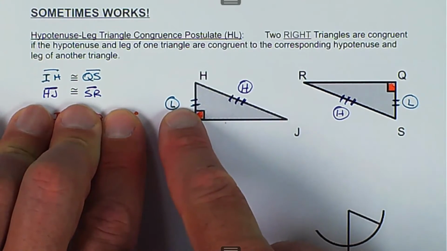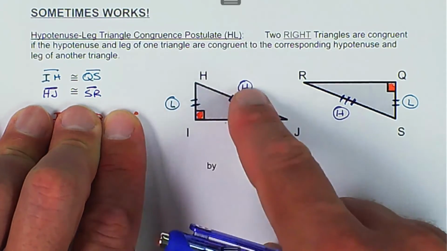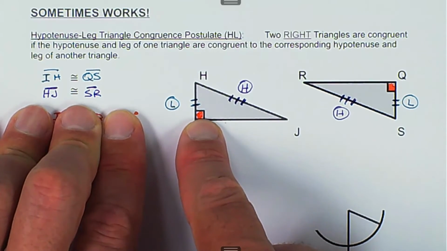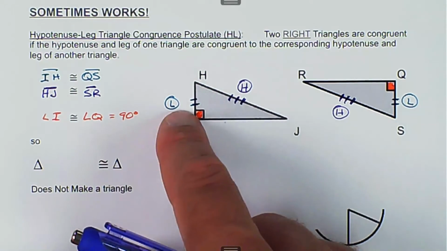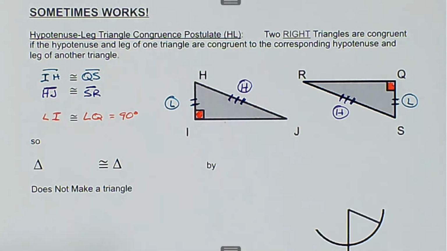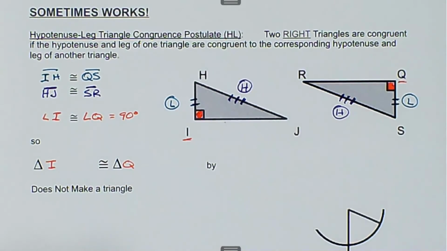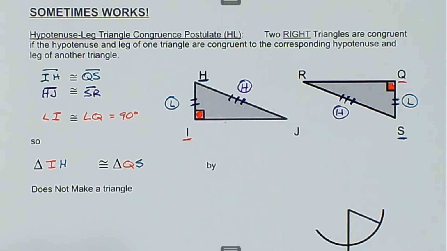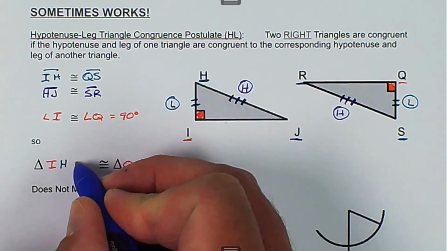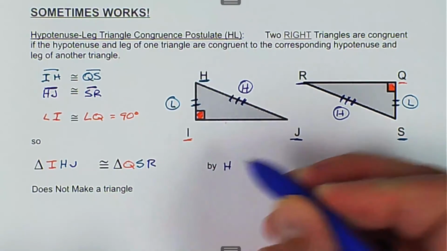So hypotenuse leg is a form of angle side side, a specific case where it does work, but only when it's a right triangle. That's the only time we can use it, and then we don't call it angle side side, we call it hypotenuse leg. So in this case, I corresponds with Q, H corresponds with S, and J corresponds with R. And the reason that we can say that these two triangles are congruent is because of hypotenuse leg.